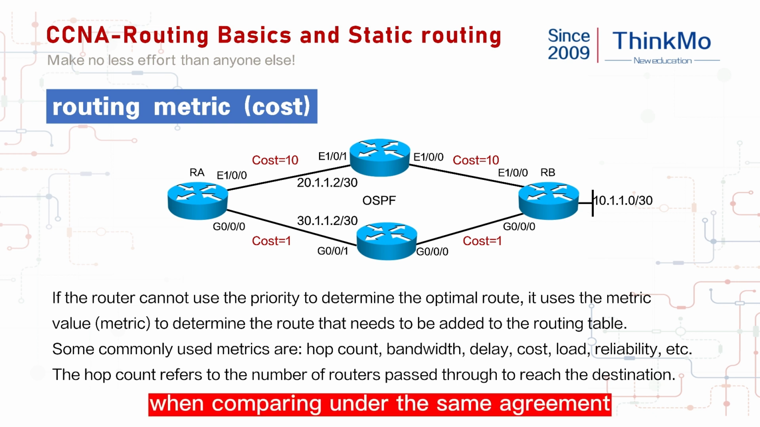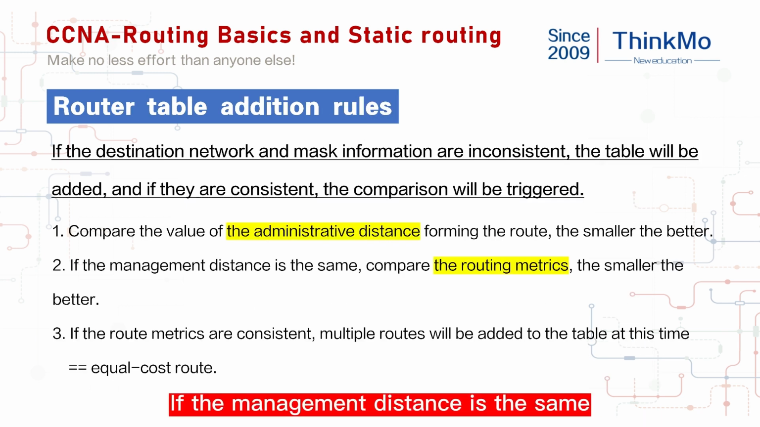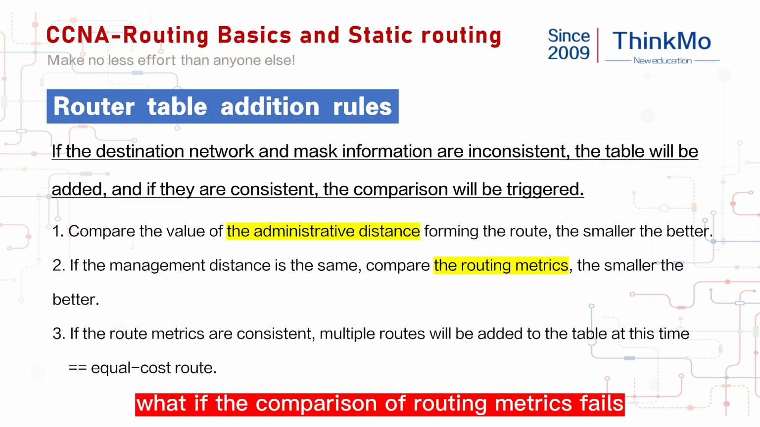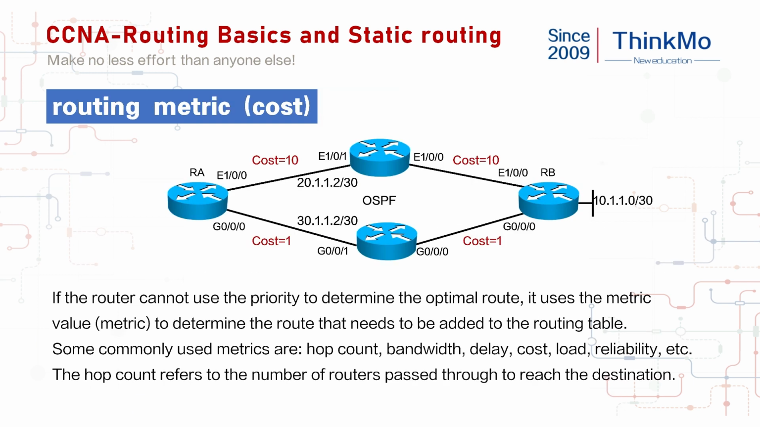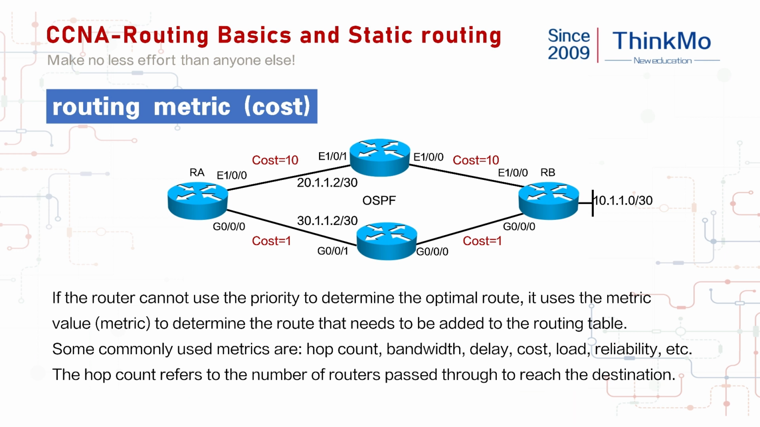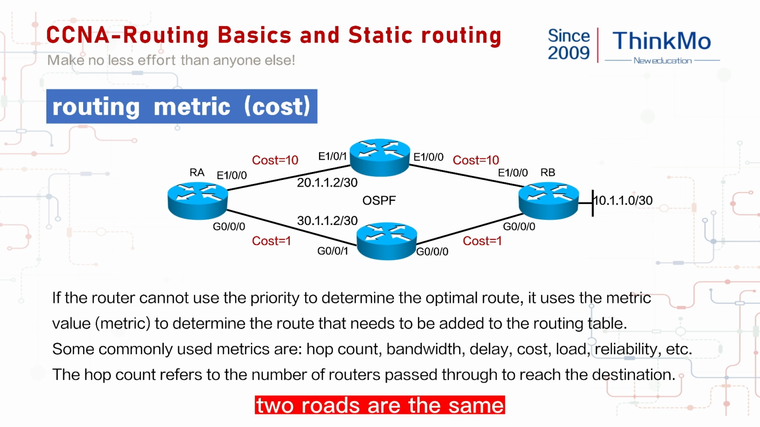When comparing under the same protocol, we'll compare its cost value. If the administrative distance is the same, we'll compare routing metrics, that is cost. It's also smaller. What if the comparison of routing metrics fails? Look at this picture. The above two are 10, the following two are 1. What if the following two are also 10? This leads to the next question: data going to the same destination, two roads are the same.